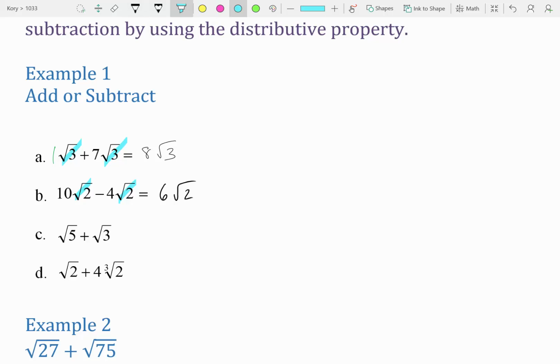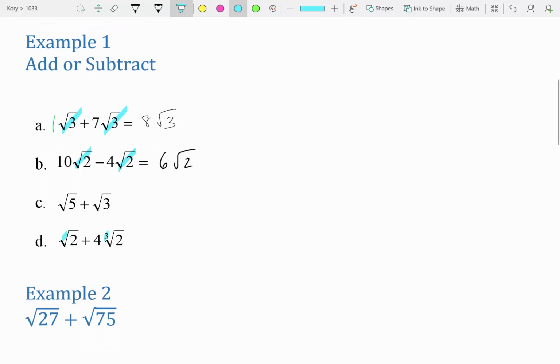A big thing that we need to keep a lookout for is this index. The indexes need to be the same because this is saying I want the cube root of 2 and that's the square root of 2. If the indexes and the inside, the radicand, aren't the same, you cannot add them. So D is already simplified as well.